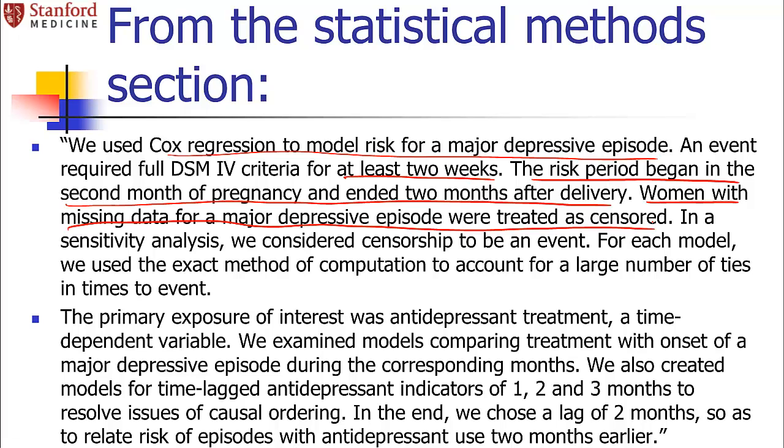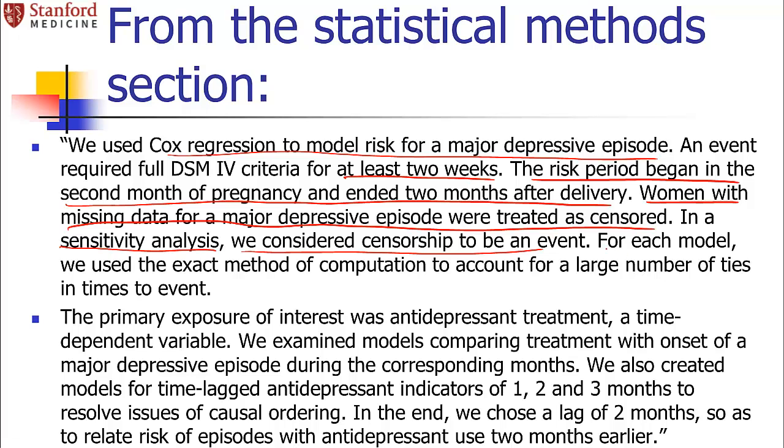They also, just to see what would happen, did what's called a sensitivity analysis where they said, everybody who we didn't follow for the entire period of the study, what if all of them went on and actually did have a major depressive episode? How could that affect the results? So they tried treating all of them as having the event rather than being censored just to see how it affected the results. That's called a sensitivity analysis. You'll see that sometimes when people have missing data.